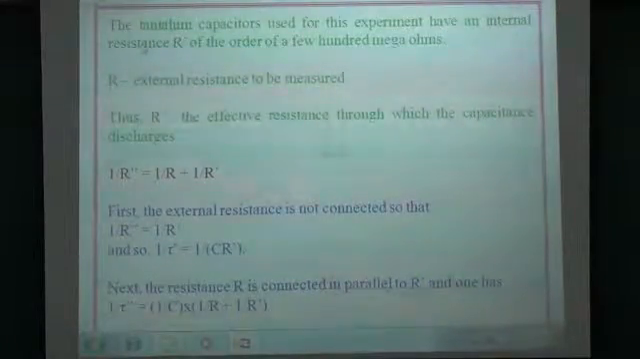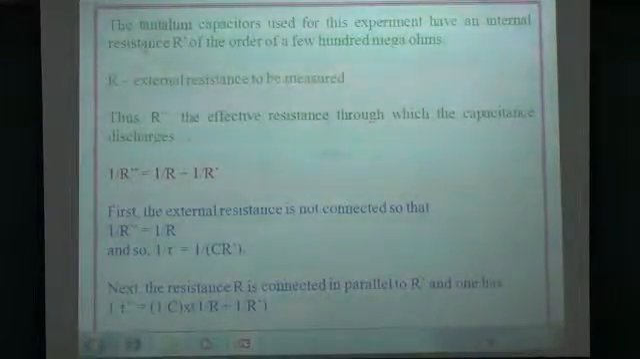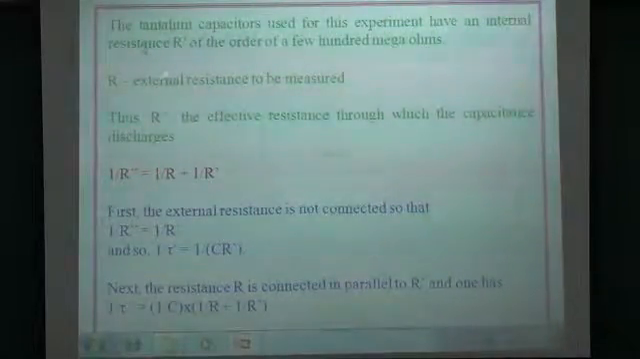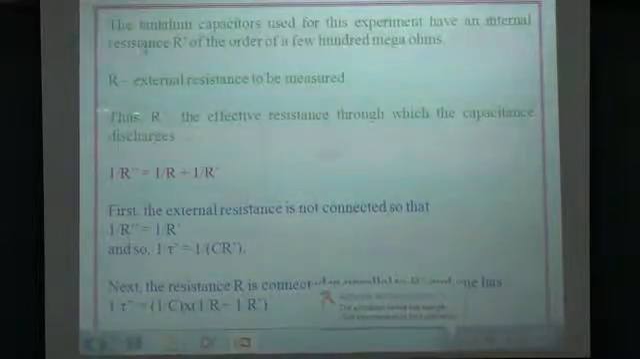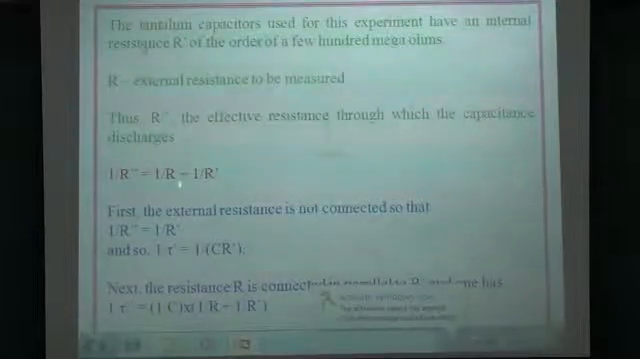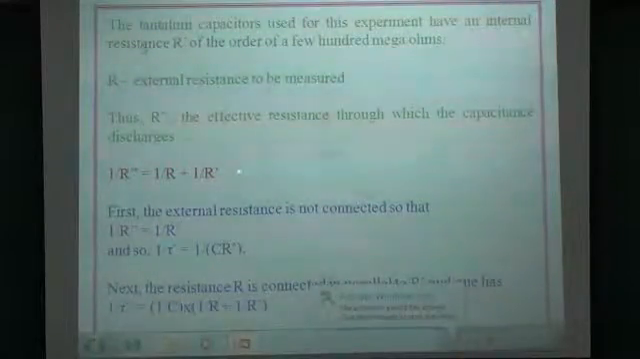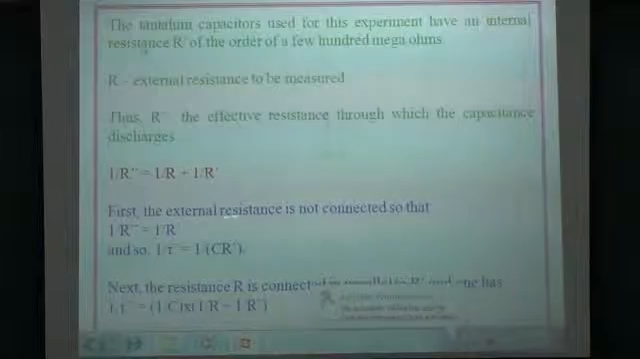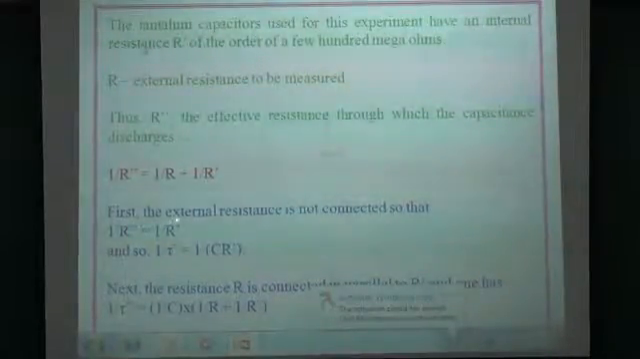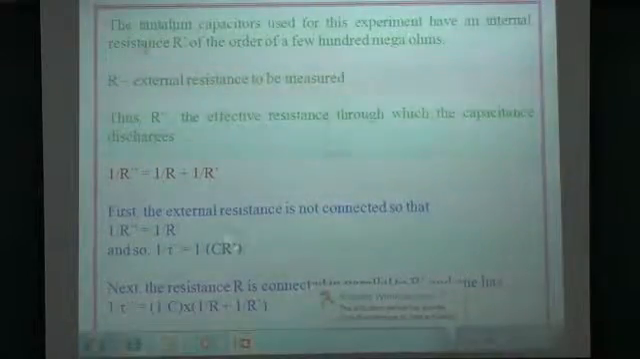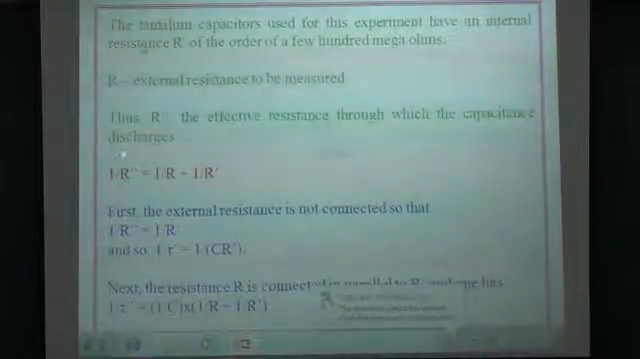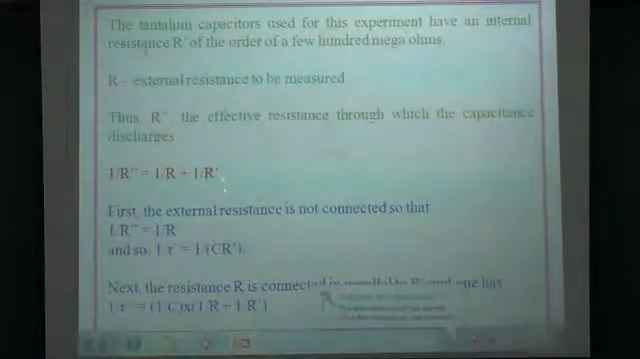we are going to take an external resistance. Suppose R is the external resistance that we want to measure. Then we are going to connect this R in parallel with the capacitor. Therefore the total resistance becomes 1 over R double prime equal to 1 over R plus 1 over R dash. Okay, so first the external resistance is not inserted. So R double prime is R dash, and 1 over tau dash is 1 over R dash C. Now R is inserted, so the total resistance becomes 1 over R double prime equal to 1 over R plus 1 over R dash.